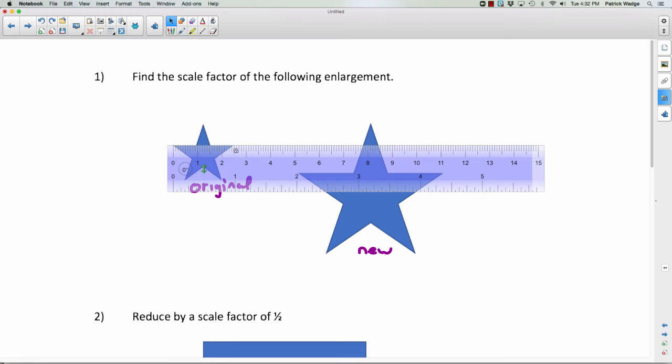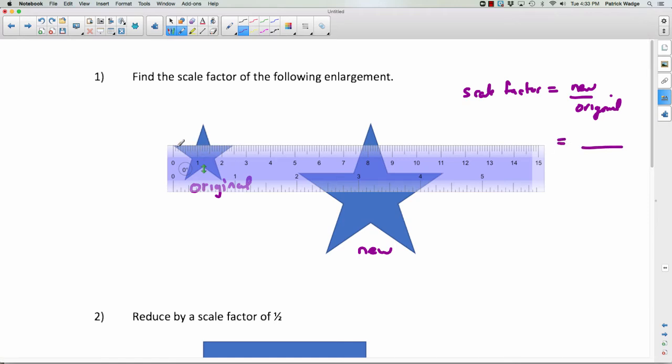All right, so I need to get my ruler here, and I'm going to measure from arm to arm here. So it looks like I have 24. So let me set this up here. Scale factor is what we're trying to find out, and it equals new divided by original. Terrible writing. And I found that from here to here is about 24, and that is original, 24 millimeters. So I'm going to put 24 on the bottom here.